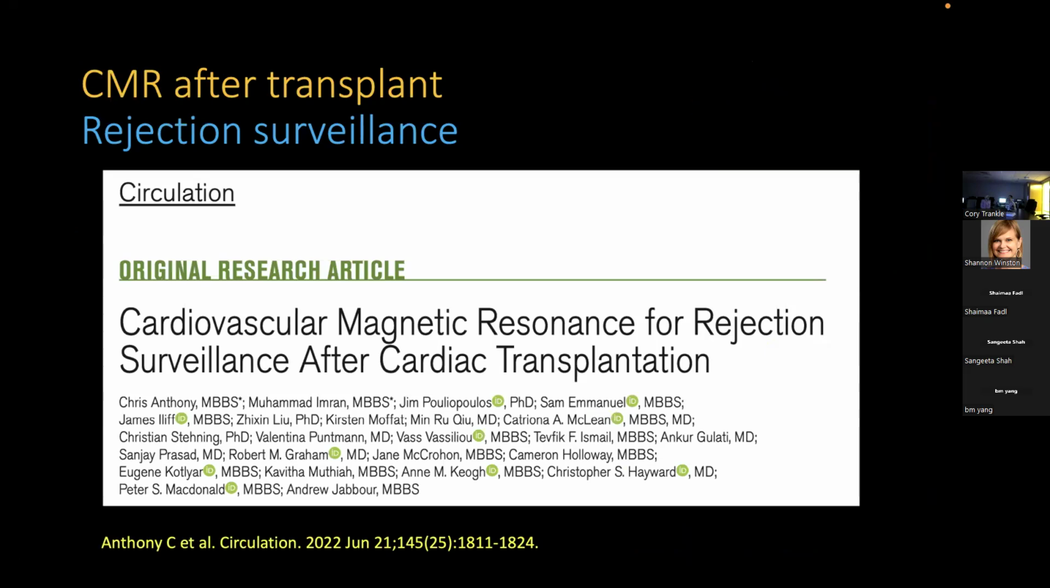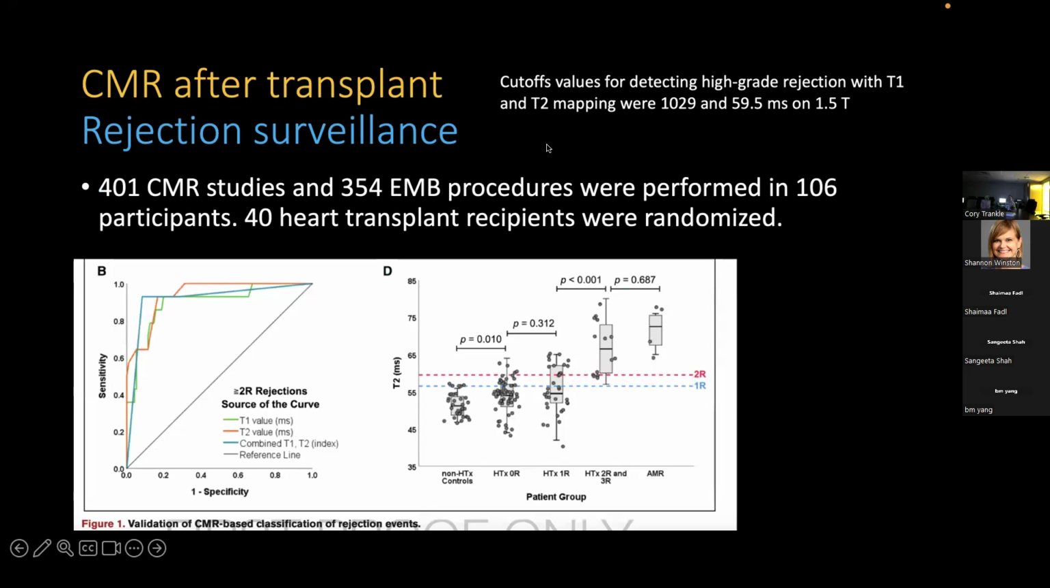And then more recently in the literature, there is the question: can CMR be used for surveillance of rejection instead of the endomyocardial biopsy? And this is a really valid question. Can we use it? Still, more studies need to validate it. But in this study, they evaluated 401 cardiac MRI studies. Multiple biopsies were done in 40 heart transplant recipients.